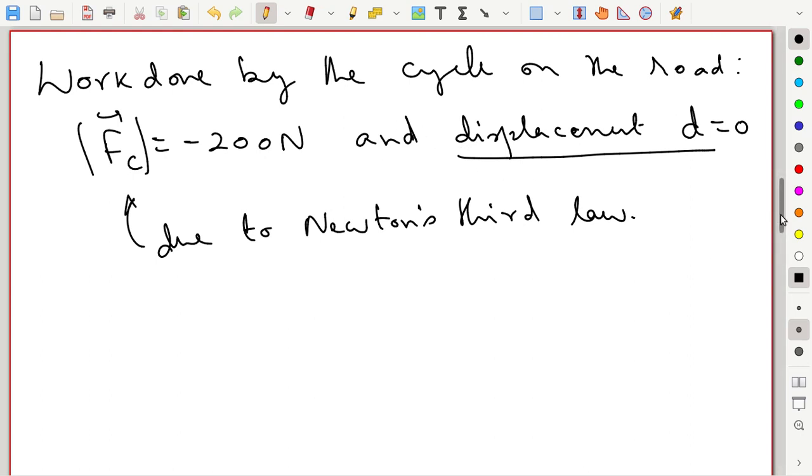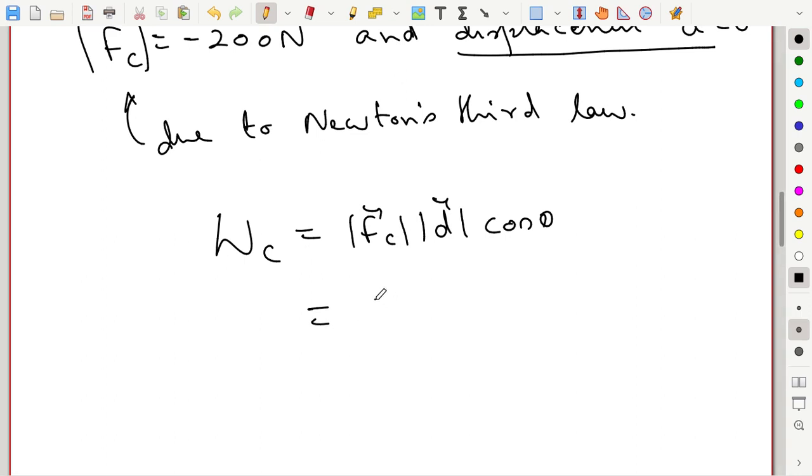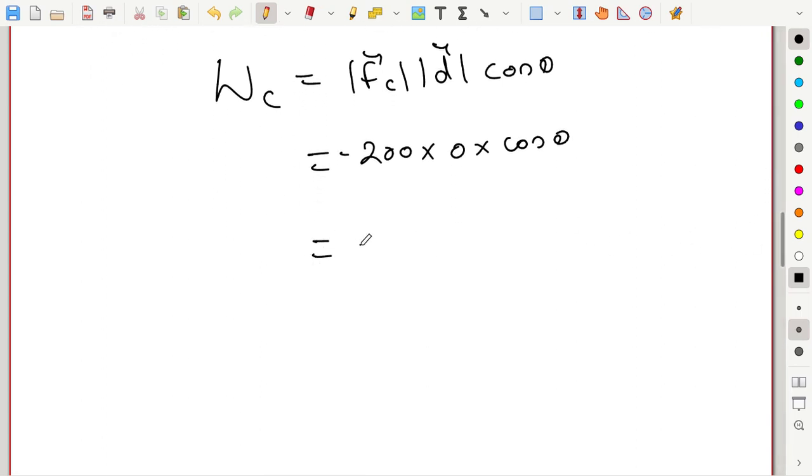Since there is no displacement, we can calculate the work done by the cycle on the road as mod Fc vector times mod D vector times cos theta. So here we have minus 200 into 0 into cos theta. So it is obviously 0. Therefore, the work done by the cycle on the road is 0.